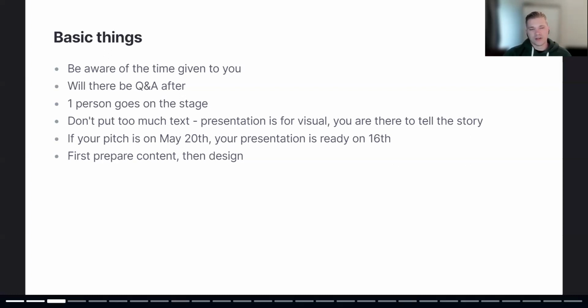And about this: first prepare content and then design. You know what parts you need in the presentation. Like what kind of topics you need: the idea, you need to tell about your solution, team, business model, all these things. So first you gather all the info and write, for example, in just a basic Word document, just plain text, the info that you would want to tell in your slides.